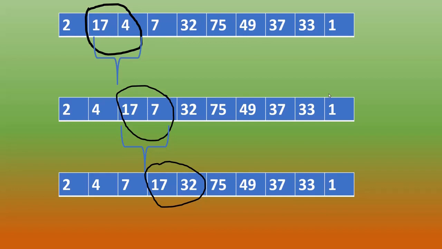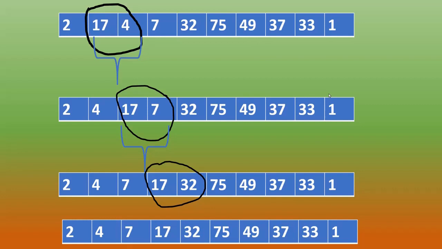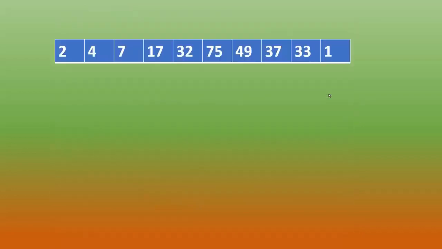There is no exchange taking place there. It is in the proper location. 17 and 32 are in the correct location itself, so there is no exchange and the list will be as it is. There is no change in the status of the list. Next, you have to compare 32 with 75. Again, no exchange takes place because 32 is less than 75.